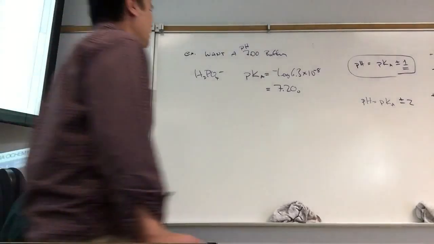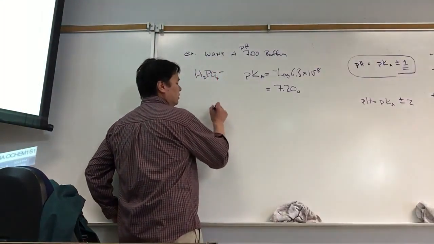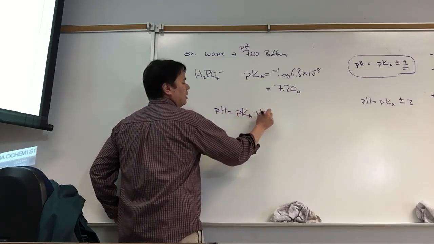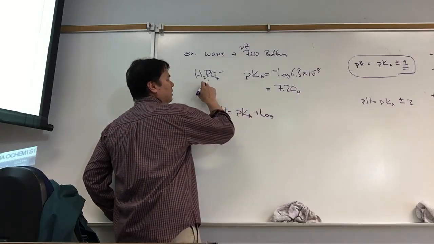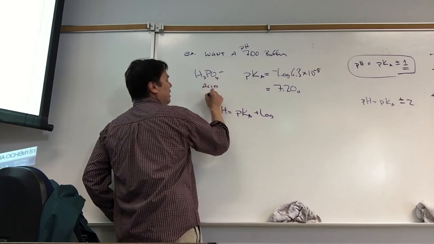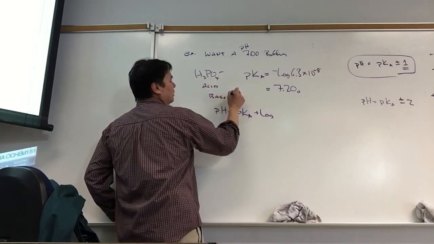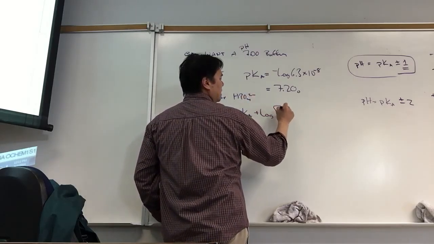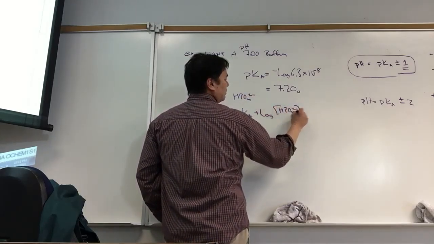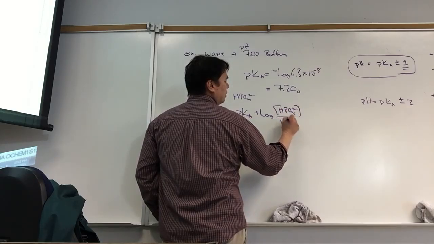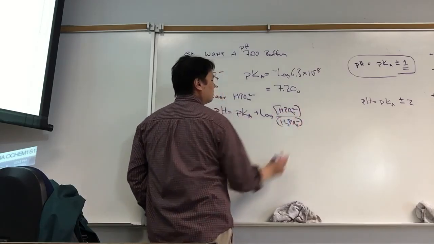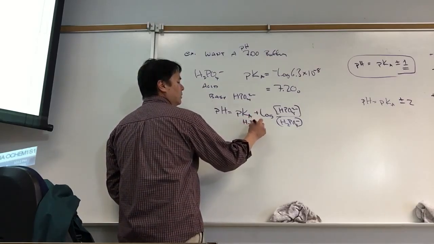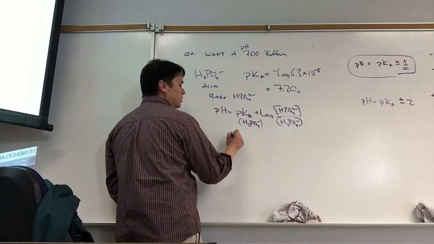This is a Henderson-Hasselbalch buffer, and so the pH is going to equal the pKa plus the log. Okay, if this is the acid, then the base component has got to be HPO4 2 minus. And so it's going to be the base, HPO4 2 minus, over the acid, H2PO4 minus. This is going to be the pKa of the acid, H2PO4 minus.